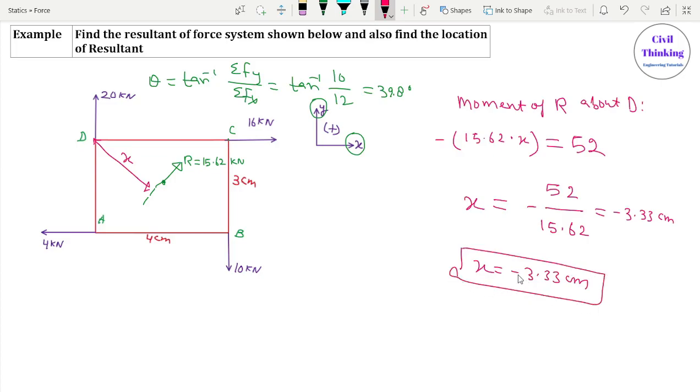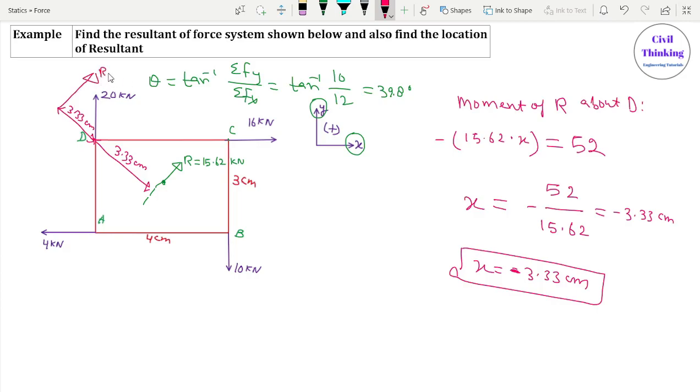But what does this mean? We have a negative here. You see, if x was 3.33 centimeter without this negative, then we would say the resultant is at a distance of 3.33 centimeter from point D, right? But we have a negative. Negative means it is exactly opposite. It means the resultant is somewhere here, at 3.33 centimeter.